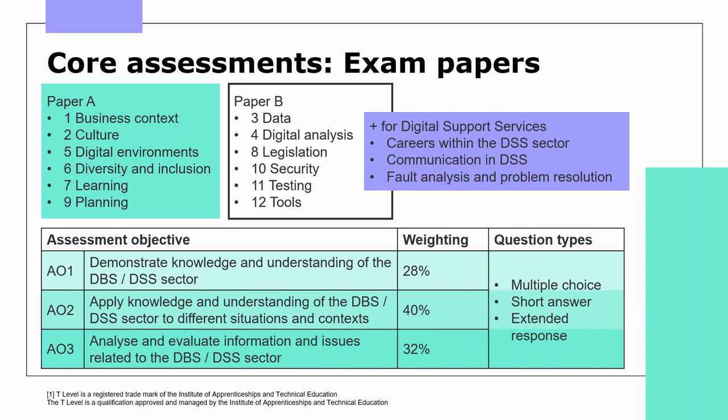Now, the exam papers will consist of a mix of multiple choice questions, short answer questions, and extended response questions. And the papers are designed to assess these 3 assessment objectives. So assessment objective 1, or AO1, is all about the recall and demonstration of knowledge. AO2 is about applying their knowledge to different scenarios, situations, contexts, etc. And then we have the highest demand objective, AO3, being able to analyze and evaluate.